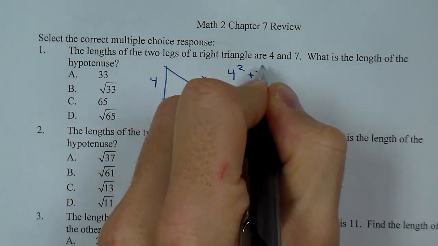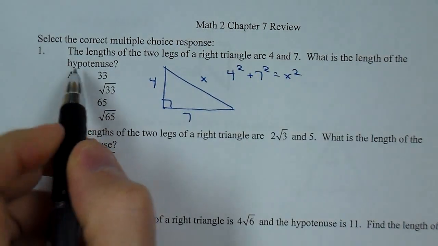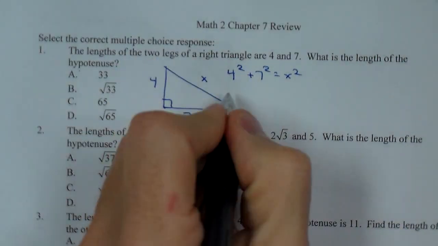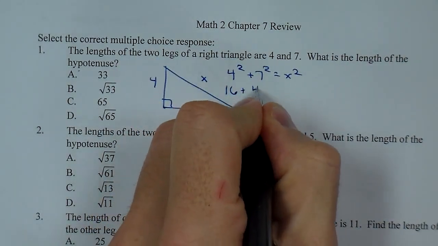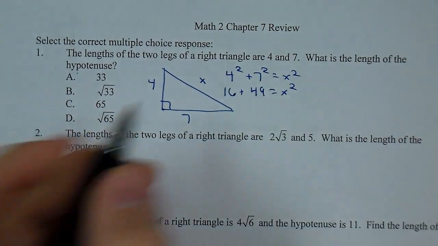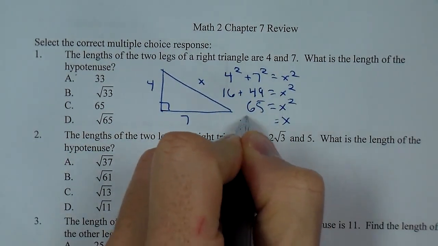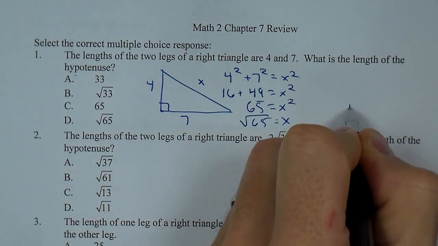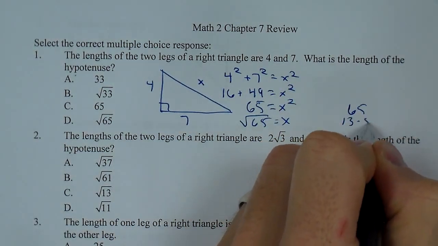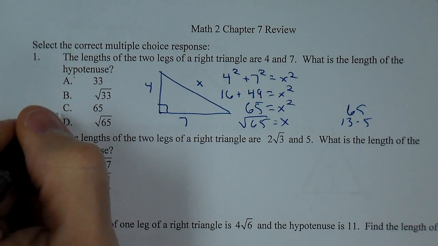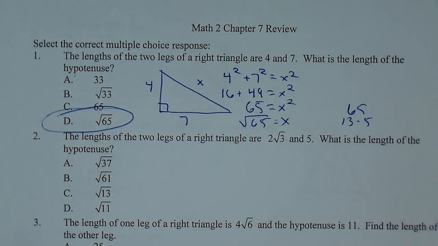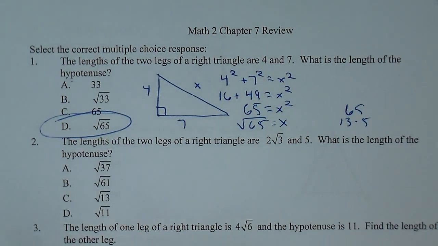We'll go 4 squared plus 7 squared equals x squared because the hypotenuse is by itself. I get 16 plus 49 equals x squared. That is 65 equals x squared, or x is the square root of 65. Now 65 is 13 times 5. It's not going to simplify any further, so we're going to go with square root of 65, which was D.